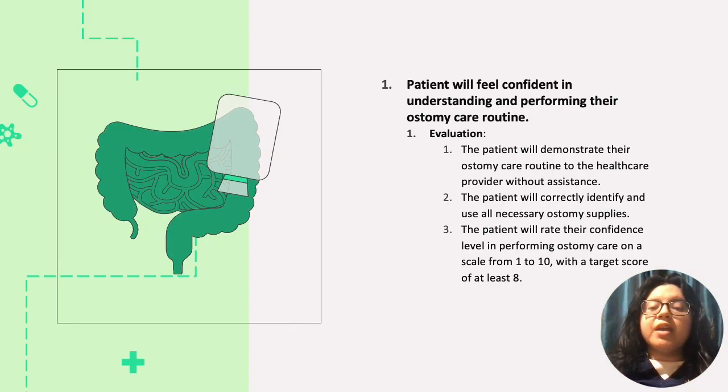So this means the patient will demonstrate the ostomy care routine to a healthcare provider or the nurse, myself, or the patient will correctly identify the necessary ostomy supplies, and the patient will rate their confidence between a level 1 to 10. Usually the target will be an 8.